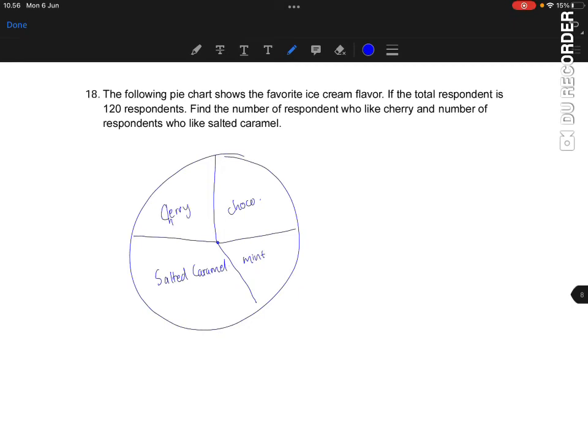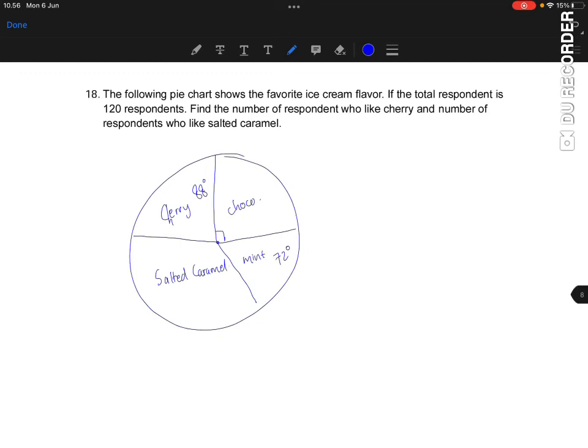Right. This one is 90. This one is 72. This one is 90, not 90, 88. Alright, I'm going to repeat the question. The following pie chart shows the favorite ice cream flavor. If the total respondent is 120 respondents, find the number of respondents who like cherry and the number of respondents who like salted caramel.